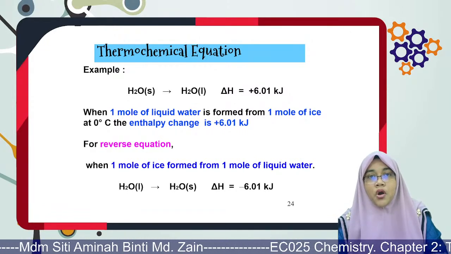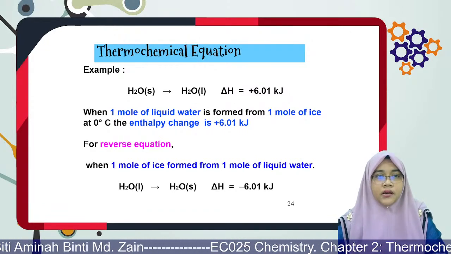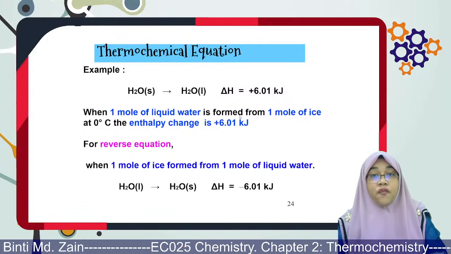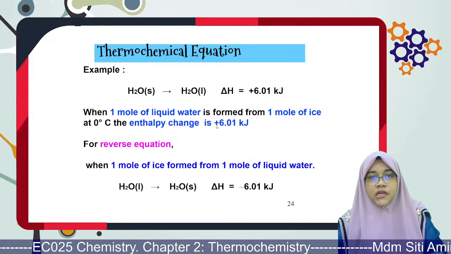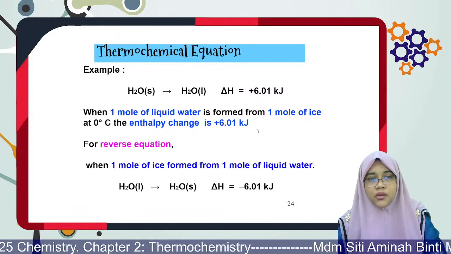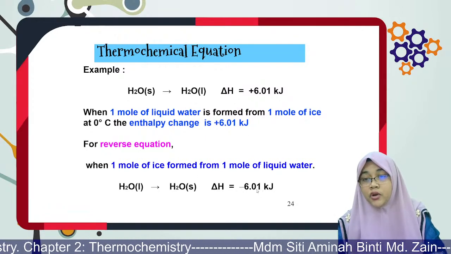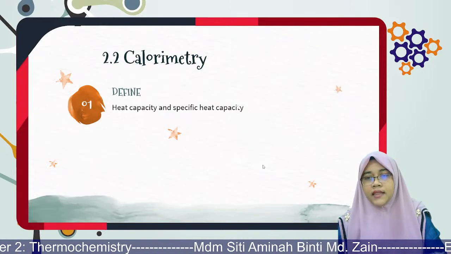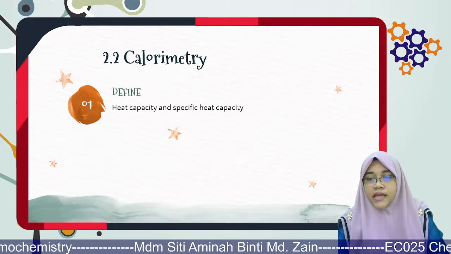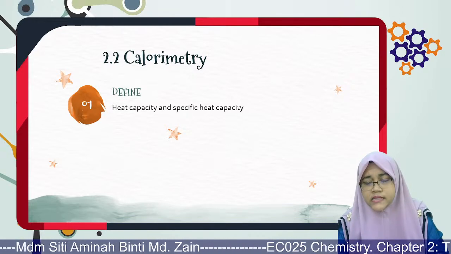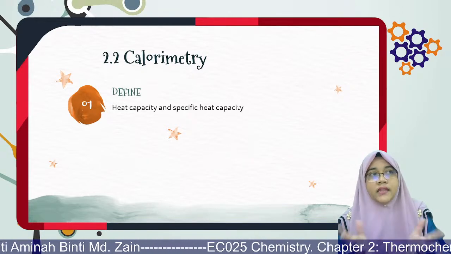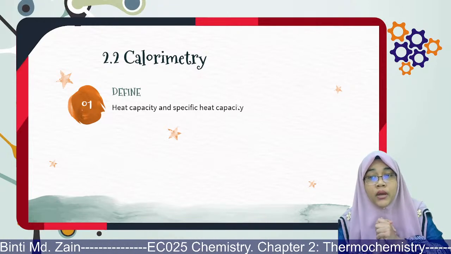Thermochemical equation, for example, here, when 1 mole of liquid water is formed from 1 mole of ice at 0 degrees, the enthalpy change is 6.01 kilojoule. For the reverse, negative 6.01. Now the next subtopic is 2.2, which is calorimeter. We already passed our 2.1.